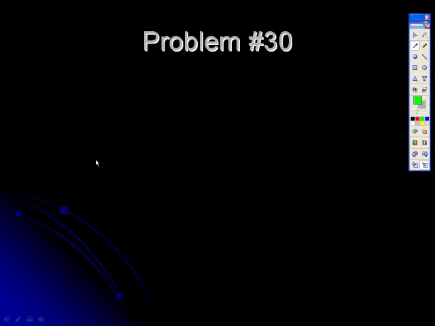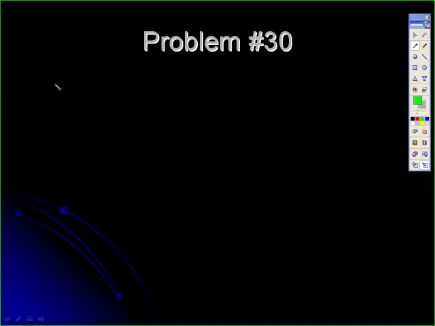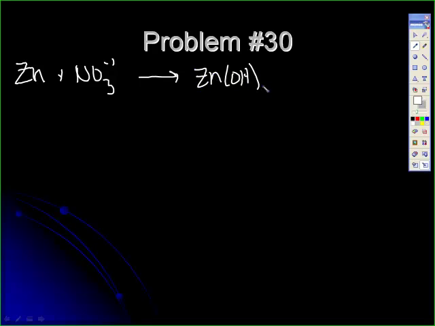Okay, so what I'd like to do, this is problem 30 on your assignment, and I will go ahead and copy down what we have here. We have Zn plus NO3 -1, that's a nitrate ion, and that's becoming a complex ion, Zn(OH)4 with a -2 charge, and our NH3.